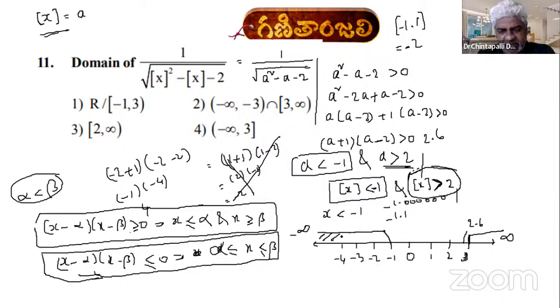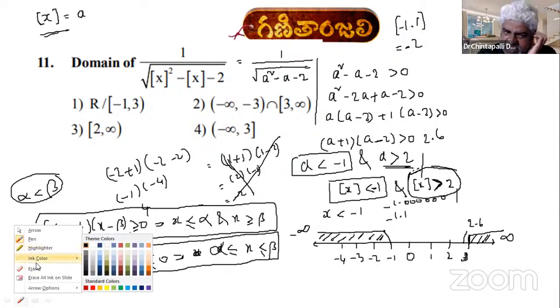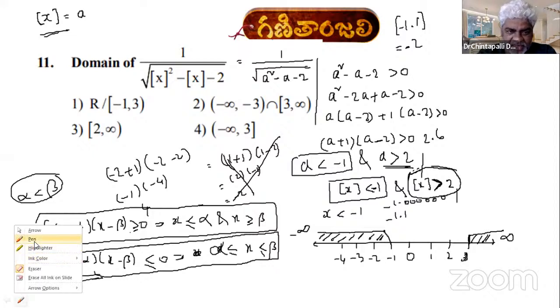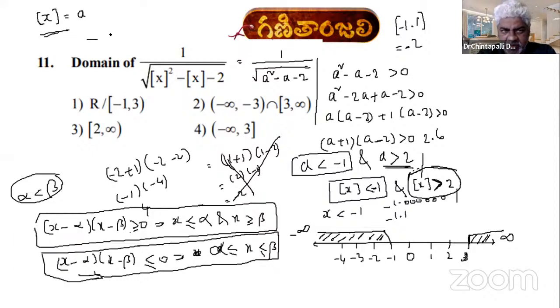The shaded part is the required domain, right? But have a look at the options. The correct answer is -infinity to -1 open, union closed 3 to infinity. It is the correct option, but it's not there in the options. But the second option seems to be same, but different.